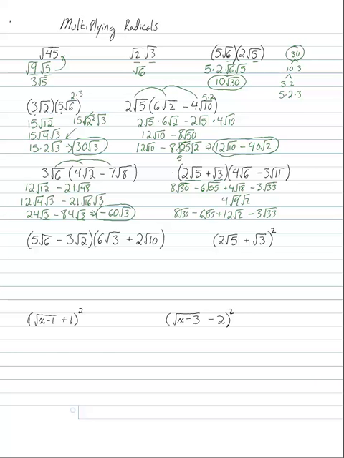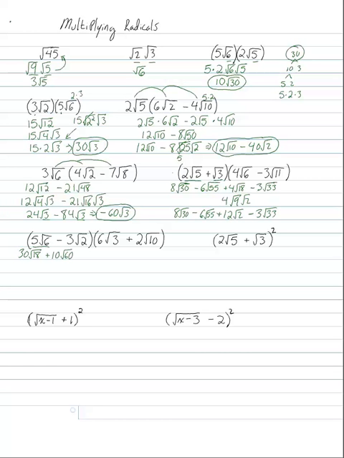Let's try one more. Say I have 5 square roots of 6 minus 3 square roots of 2 times 6 square roots of 3 plus 2 square roots of 10. I'm going to start off with my 5 square roots of 6. That times 6 square roots of 3 should give me 30 square root of 18, which I already know can be simplified, so we'll be coming back to it. 5 square roots of 6 times 2 square roots of 10 would be plus 10 square roots of 60.